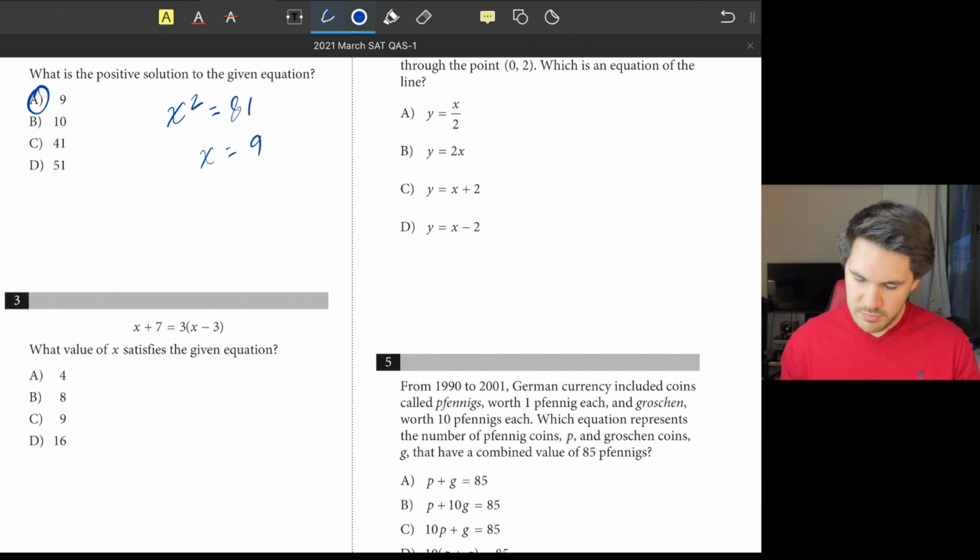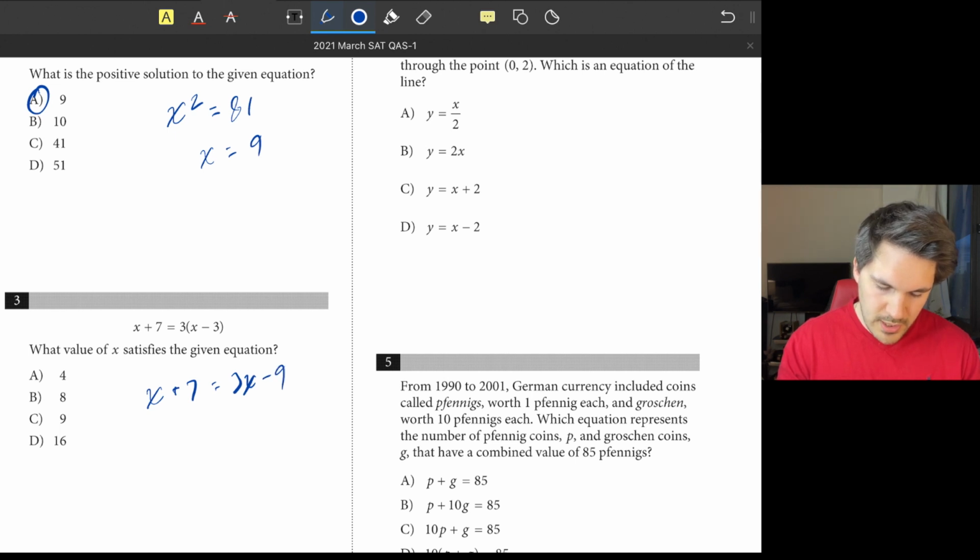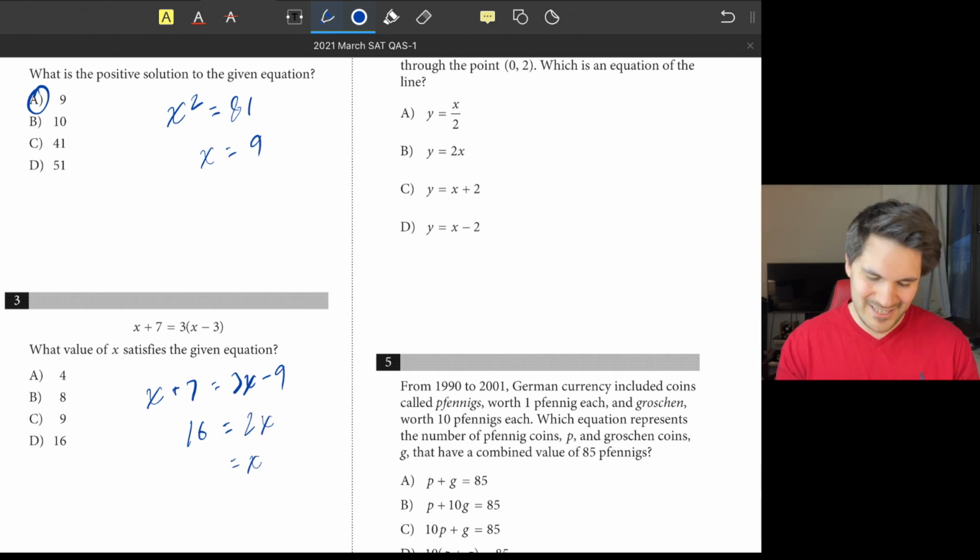Okay, very similar to the previous question. Let's just solve it. X plus 7 equals 3x minus 9. So 16 equals 2x. So x equals 8.